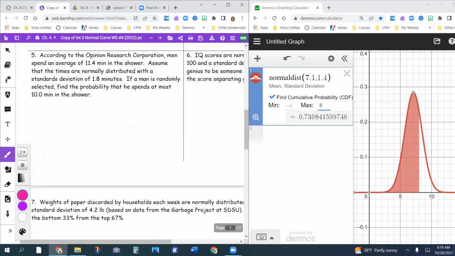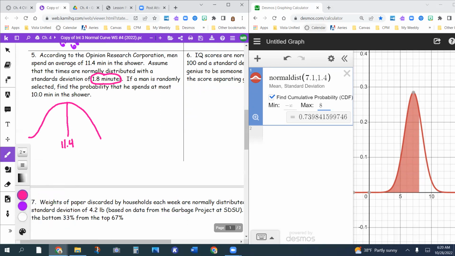According to Opinion Research Corporation, men spend on average, so that's our mean, 11.4 minutes in the shower. Assume that times are normally distributed with a standard deviation of 1.8 minutes. If a man is randomly selected, what's the probability that he spends at most 10 minutes?